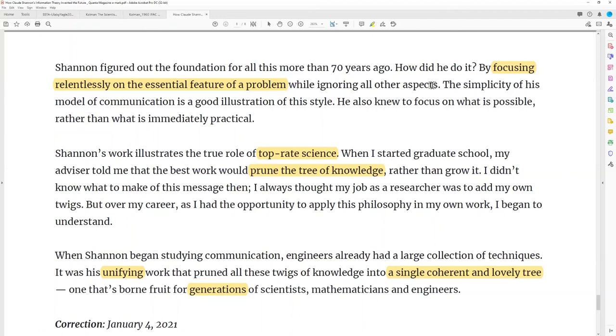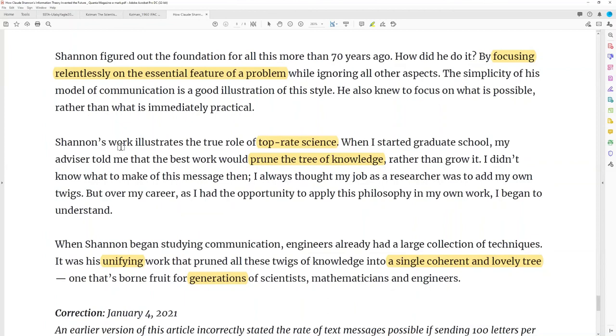When you formulate a problem in your research, how do you do it? You cannot examine every aspect of the problem and put it in your formulation. You have to take some and leave some. And leaving out the unimportant ones is so important, but so mysterious. That takes a genius like Shannon to show us. It's only after you ignore all the other aspects that the simplicity comes through. So in this case, Shannon's work is the true role of a top-rated scientist.